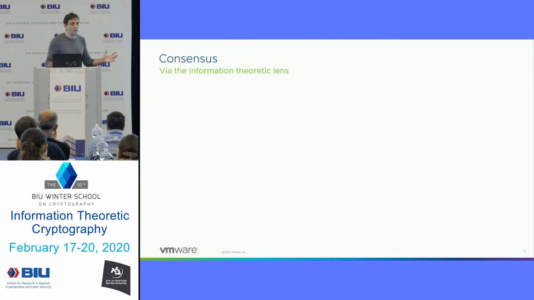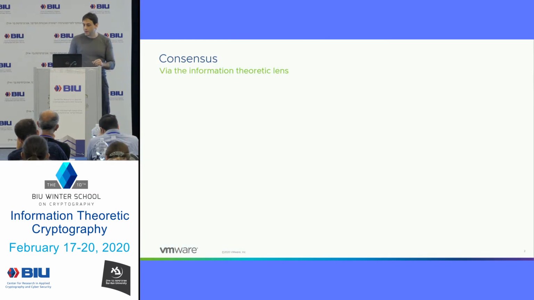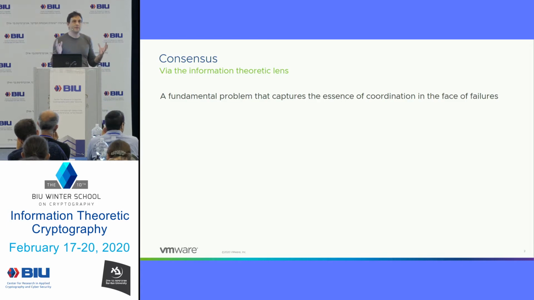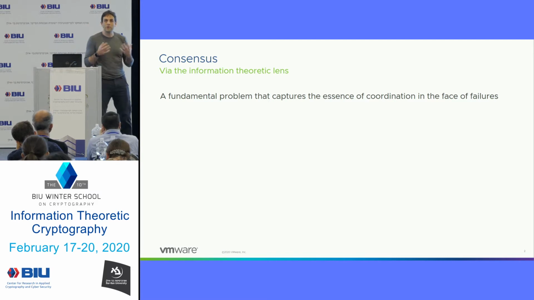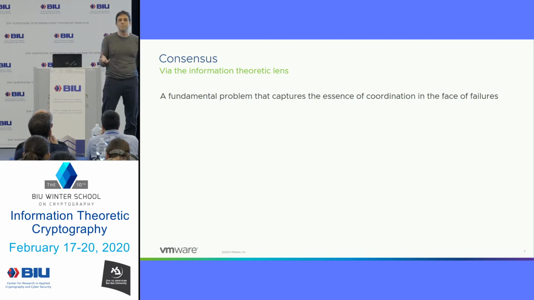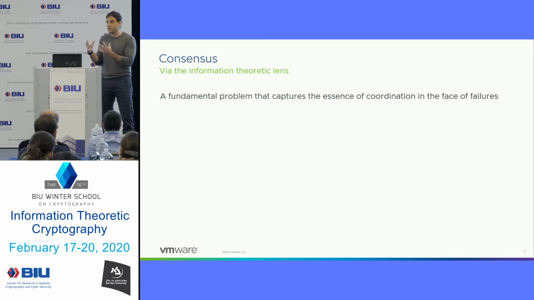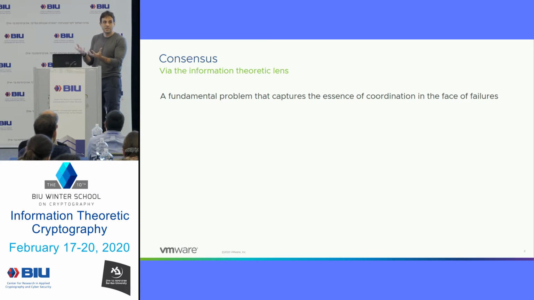So I'm going to talk about consensus via the information theoretic lens. And why consensus? Well, this is a fundamental problem of coordination when you have failures. Whenever you want to make a decision between several parties and they want to get some joint decision and there are failures, then consensus is the key tool to solve these problems.